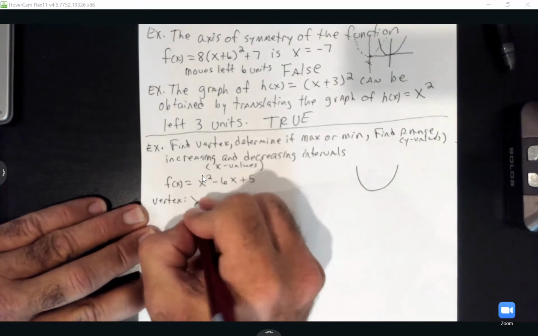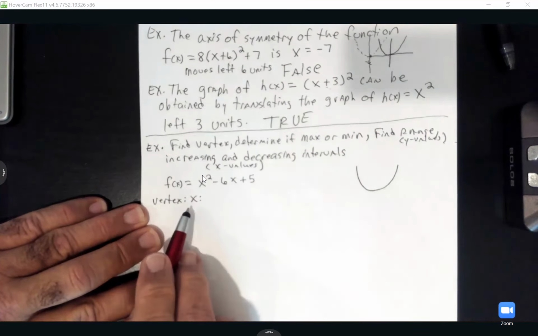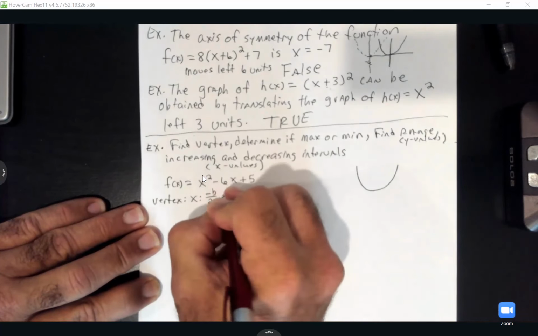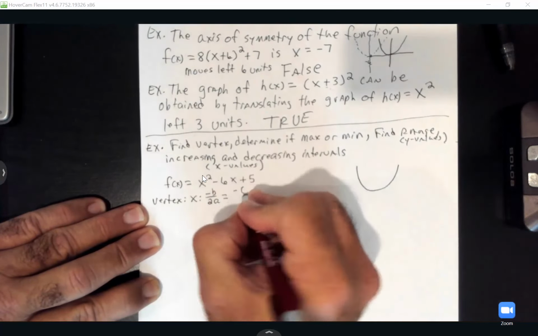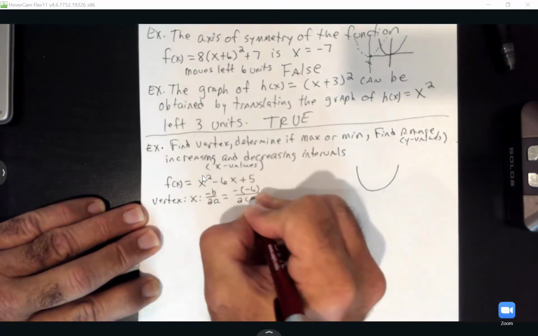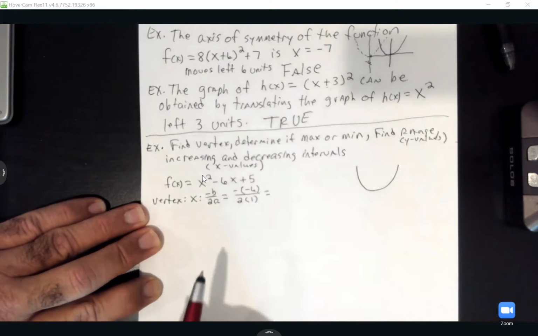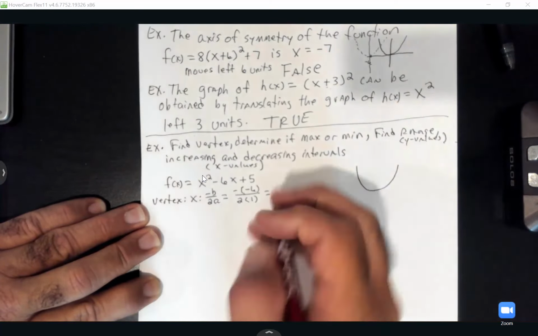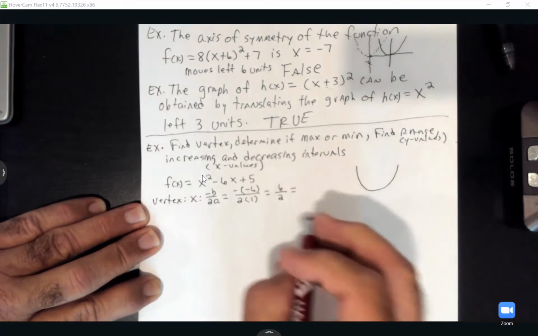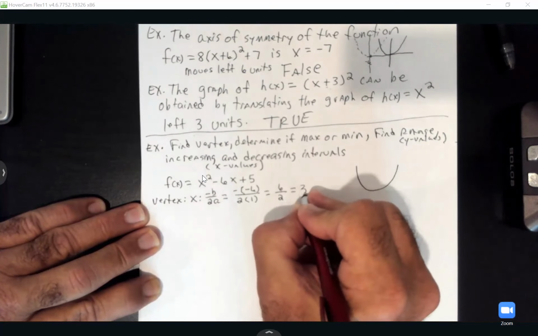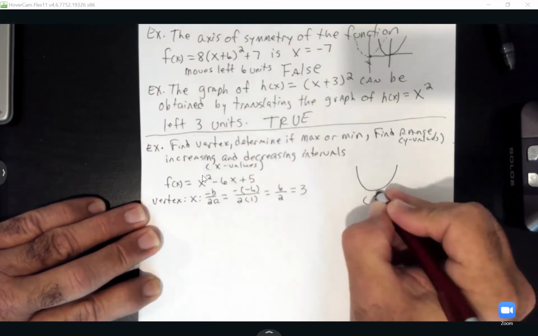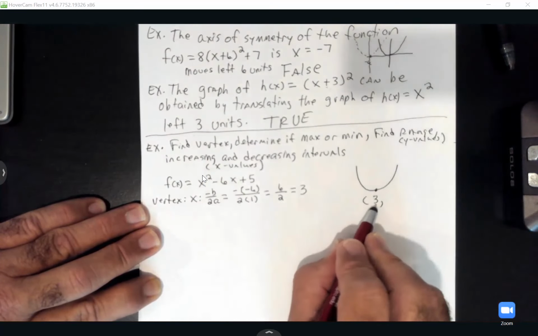So y'all, let's start with our vertex and let's get that x value first. We know that x value is -b over 2a. So that's going to equal negative times -6 over 2 times our a, which is 1. So y'all, that's going to give me a positive 6 on top, positive 2 on bottom. 6 divided by 2 gives me an x value of 3. So I know the x value of this vertex here is going to be a 3.